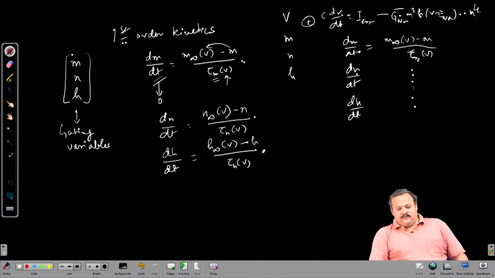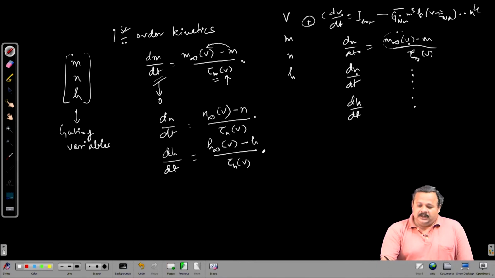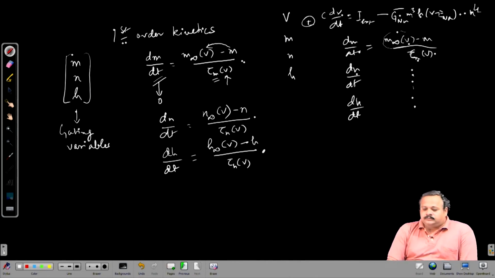As you can imagine, the m infinity as a function of voltage, this relationship needs to be known in order to solve this system of equations. Similarly, tau m V also needs to be known, and so for all the other gating variables. So, let us say even if we have functional forms of them, still this system of equations cannot be solved analytically and has to be simulated numerically in order to understand the behavior of the system.